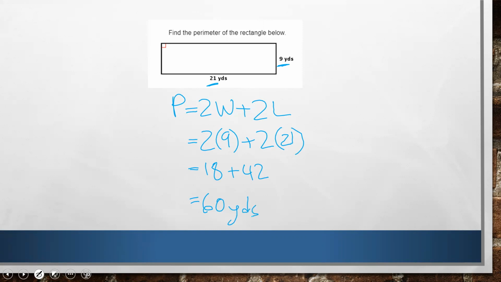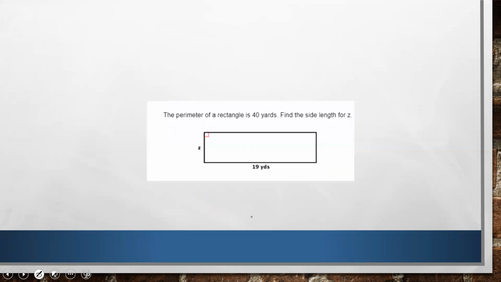yards. For perimeter, you use linear units where you don't put an exponent. For area, that's when you will use units squared. Perimeter of this rectangle is 40 yards.